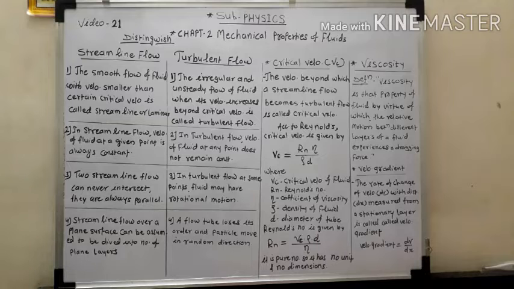What is the distinction between streamline flow and turbulent flow? Then the next point is the critical velocity. Define the critical velocity. What is the formula for this critical velocity? And the Reynolds number, from which we can find out this critical velocity. Then what is critical velocity?